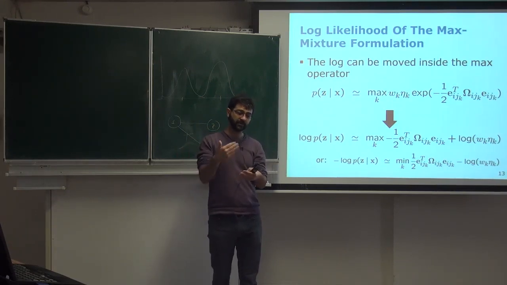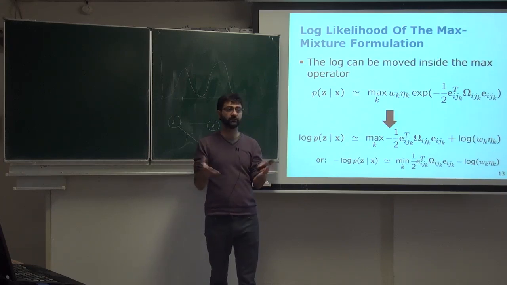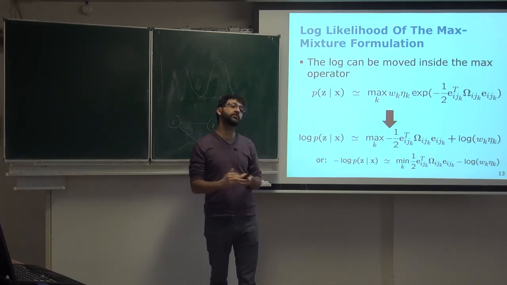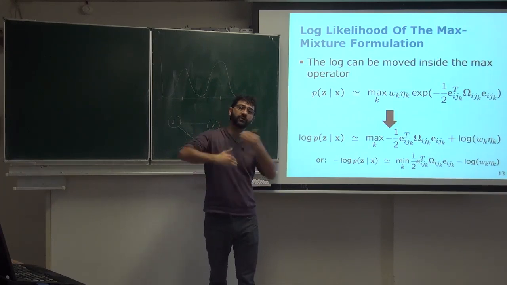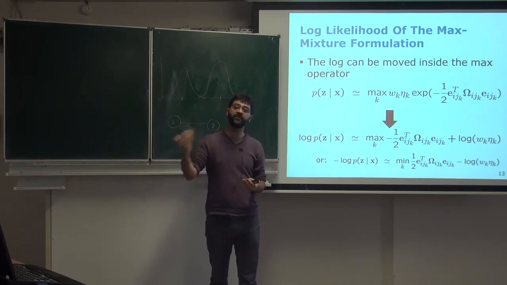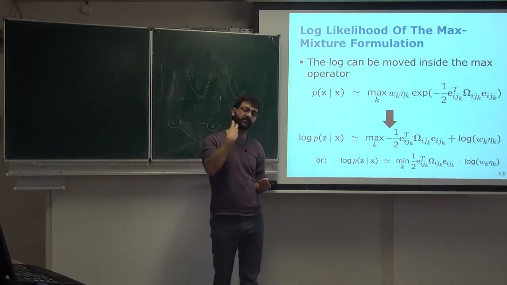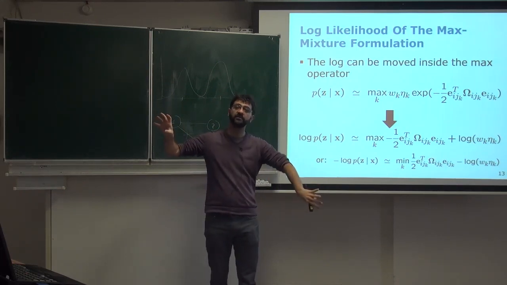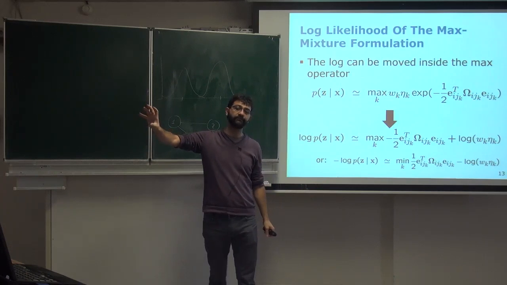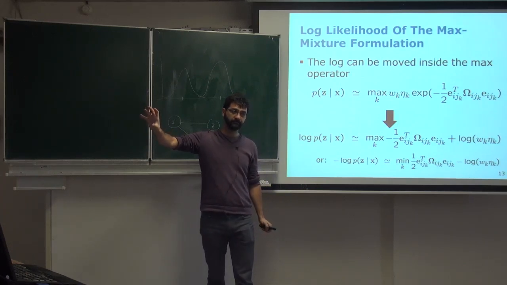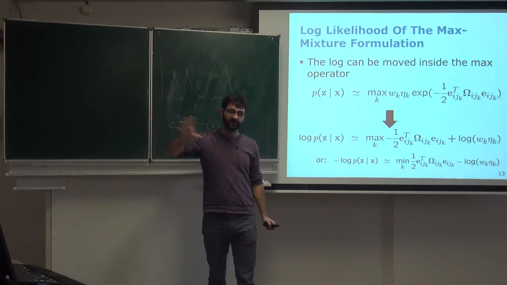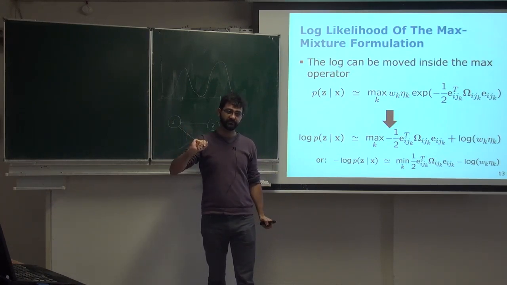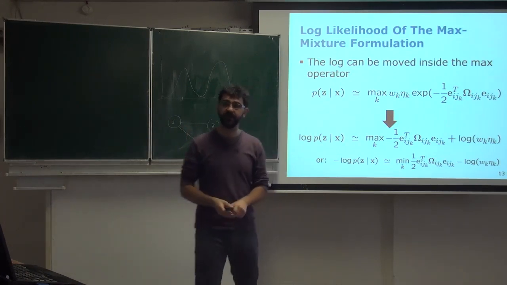In the initial or the standard Gauss-Newton case, you are committing before you start your optimization, and with the max mixture, you are committing during the optimization process. So if there is enough evidence that one hypothesis is wrong, you can completely discard the wrong one and stick with the good one. Okay? Does it make sense? Okay. Is there any question so far?